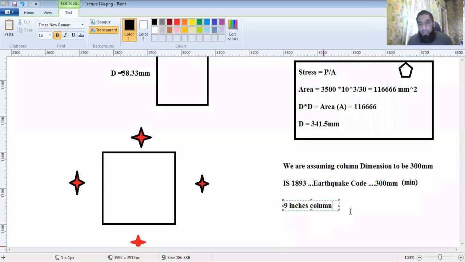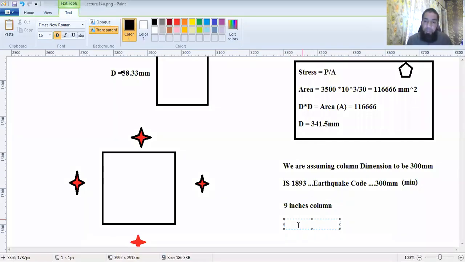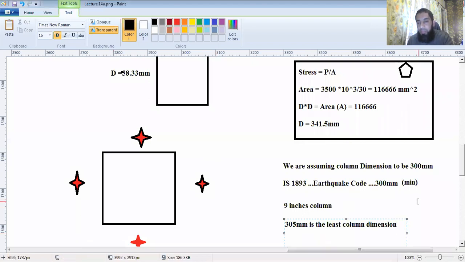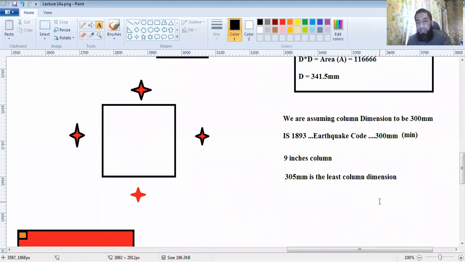Thereby, when we are designing the column dimension, it is generally taken that the least column dimension you have to take is 300 mm or 1 feet, at least 1 feet, and 1 feet would be around 305 mm. 305 mm is the least column dimension that you would generally prefer while designing the column.